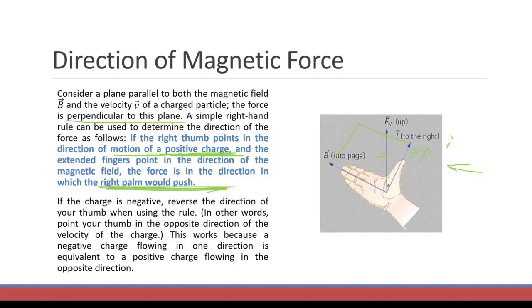But if the charge is negative, just reverse the direction of your thumb when using the rule. So for this case, you would set up your hand like this. You'd say your velocity is going in that direction labeled here. This direction, so you can see the magnetic field line of B is going this way. So you line up your hand like this, but then you ask yourself if the charge is negative, then you simply flip your hand, you reverse the direction of your thumb, so you get the idea this way.